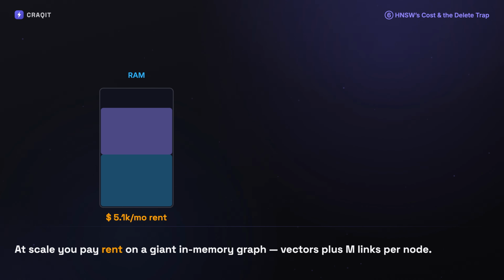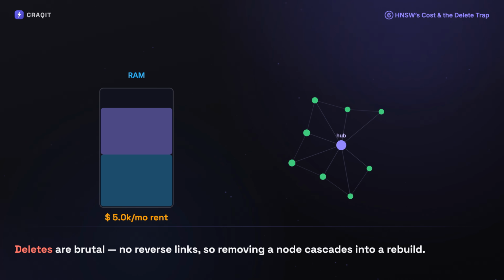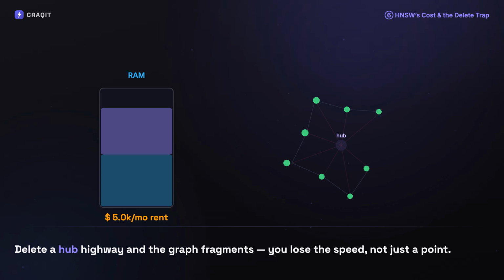Second, the catch almost nobody sees coming: deletes. How do you remove a vector from an HNSW graph? You'd have to find every node pointing at it and rewire them. And HNSW doesn't even store those reverse links, so a single delete becomes a localized rebuild that cascades, especially if you delete a hub, one of those long-range highway nodes that made search logarithmic in the first place. Rip out a highway and you don't lose one data point. You lose speed for everything routing through it.